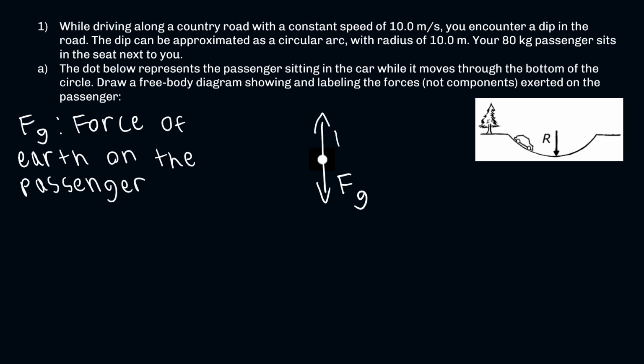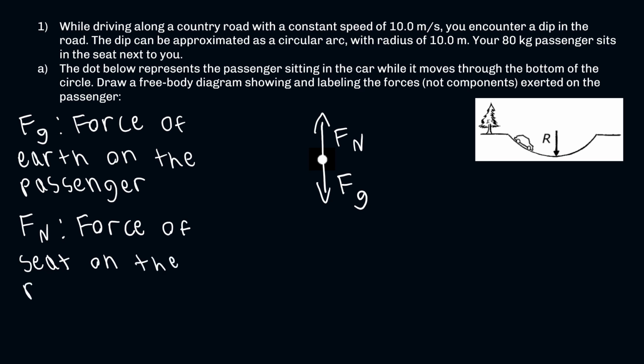So that is going to be our normal force that is perpendicular to the surface. And we're going to say that this is the force of the seat, because that is the object, so force of seat on the passenger. All right, so those are our two forces. That's what we're going to end up having here moving forward. So we can now move into part B.